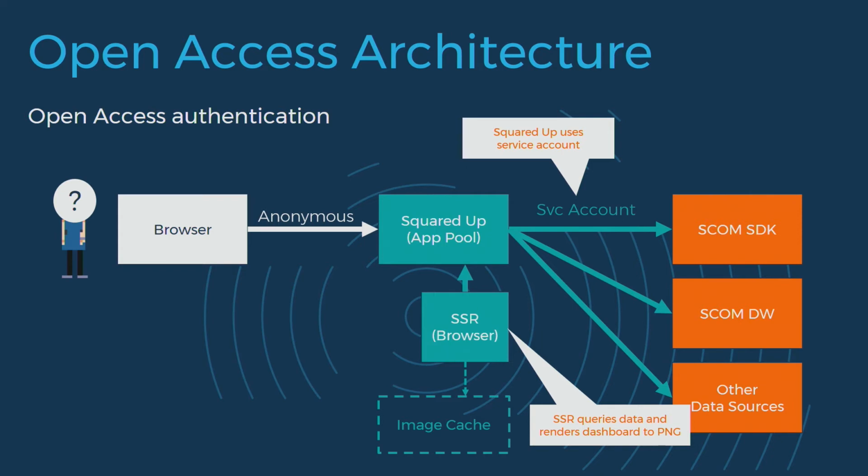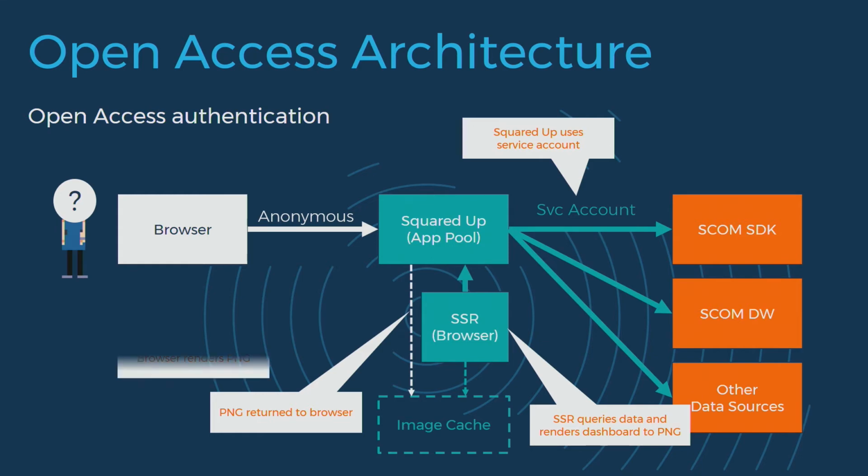Right. So to service this anonymous user, all Squared Up has to do is grab that image out of the cache and serve it back up to the browser. All the browser has to do is show a PNG. And again, that's why once you've rendered that PNG, it's so scalable, because all your IIS server is doing from then on is serving up a PNG, and IIS servers can serve up PNGs all day long to as many users as you want. That's why it's so scalable.